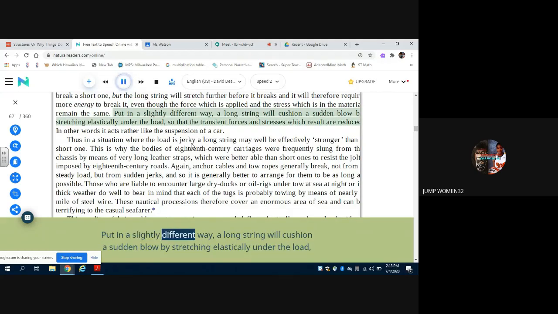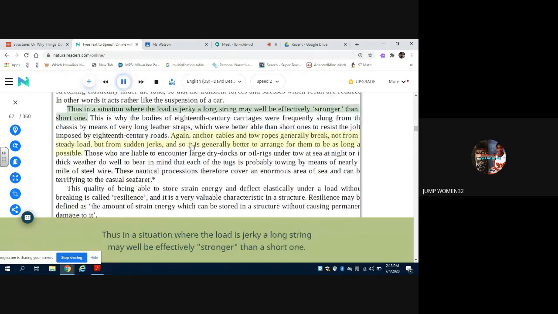Put in a slightly different way, a long string will cushion a sudden blow by stretching elastically under the load, so that the transient forces and stresses which result are reduced. In other words, it acts rather like the suspension of a car. Thus, in a situation where the load is jerky, a long string may well be effectively stronger than a short one. This is why the bodies of 18th century carriages were frequently slung from the chassis by means of very long leather straps, which were better able than short ones to resist the jolts imposed by 18th century roads.